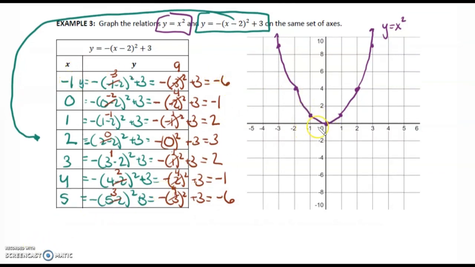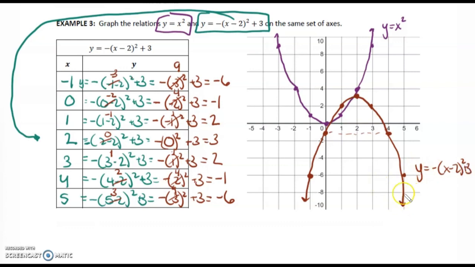So we have negative 1, negative 6. 0, negative 1. 1, 2. And then 2, 3. 3, 2. Remember, this is symmetric, right? So this is going to also land here, right? Without even looking, but 4, negative 1. And then 5, negative 6. Okay, so y equals negative x minus 2 squared plus 3.